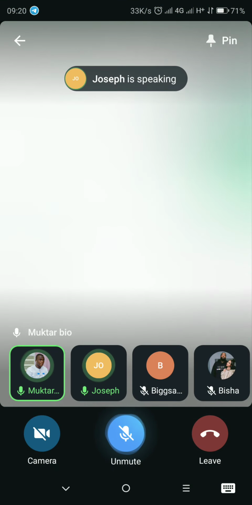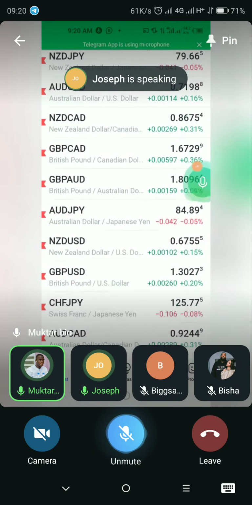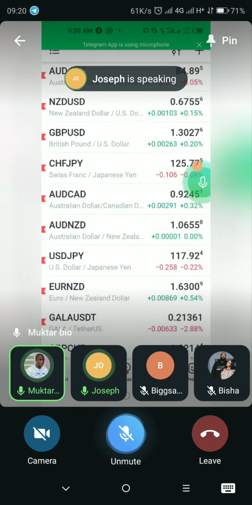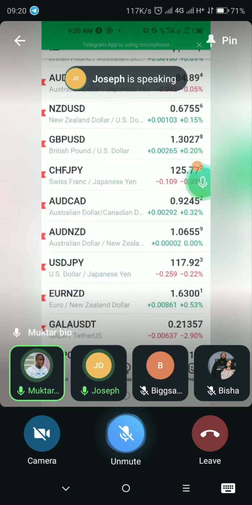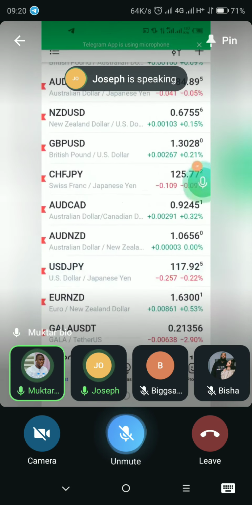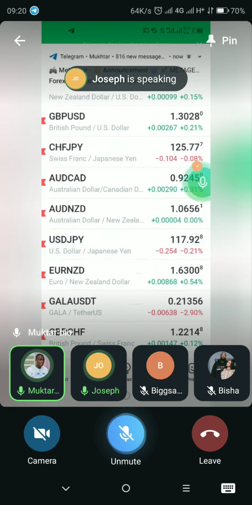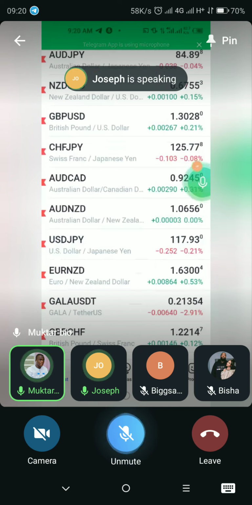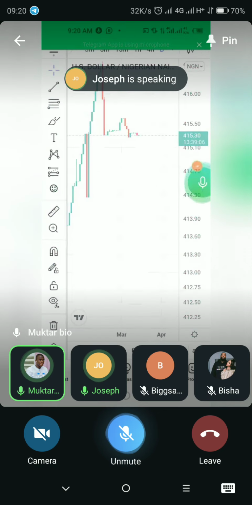Let's use USD JPY for our analysis. If you look at this here, USD JPY, United States dollar against the Japanese yen. United States dollar, $1. If I'm carrying $1 now to Japan, they will give me 117 Japanese yen. That's a very good average.